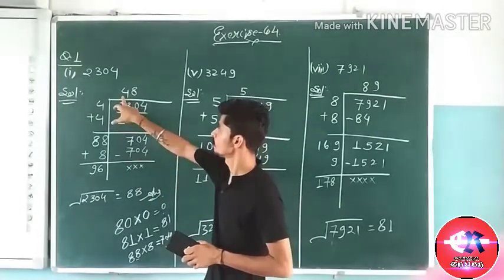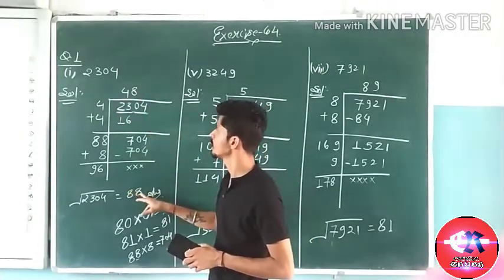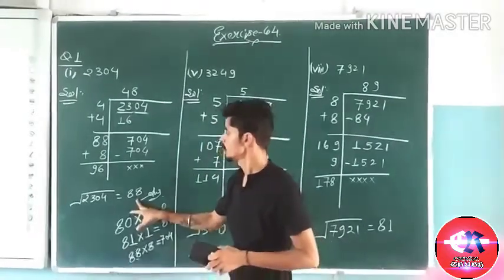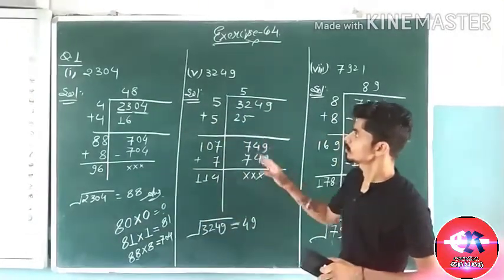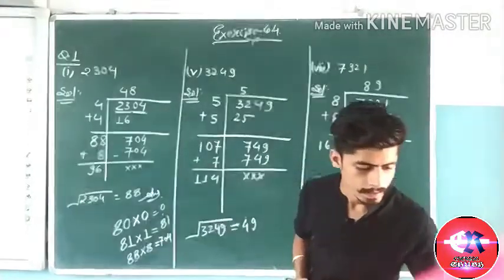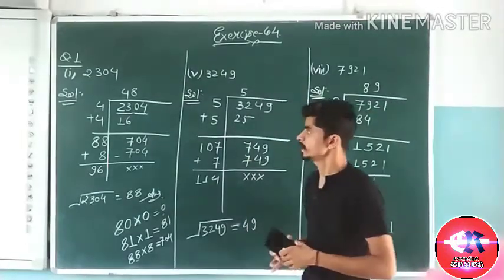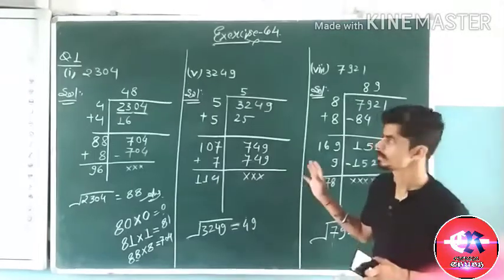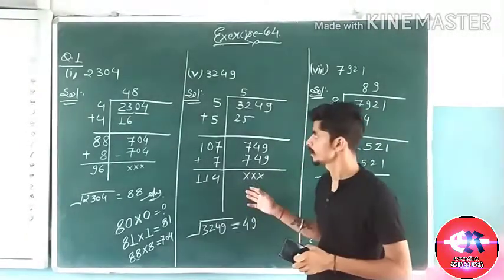That means 48 will be the square root of 2304. And the next question is number 5. There are many questions, a total of 12 in question number 1, so I am just doing random questions. I am not doing all the questions here.